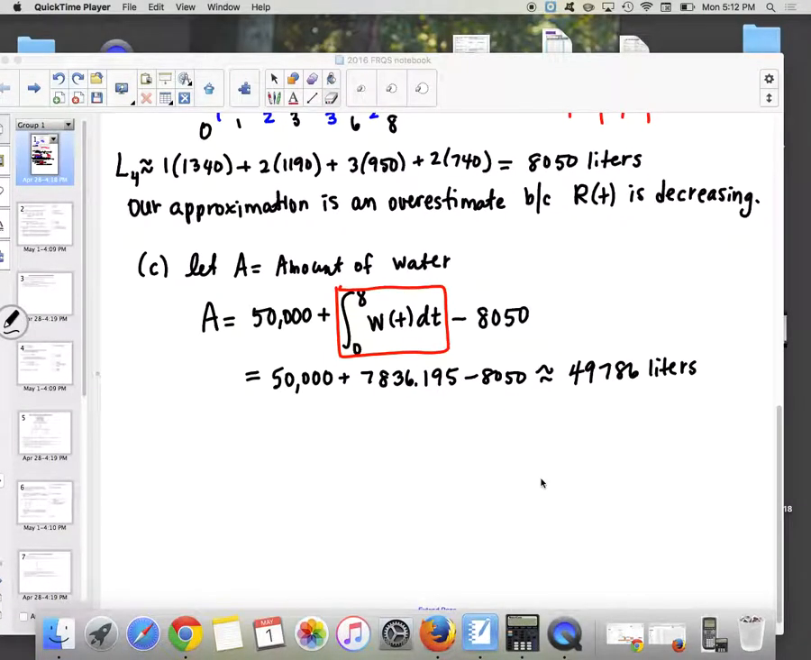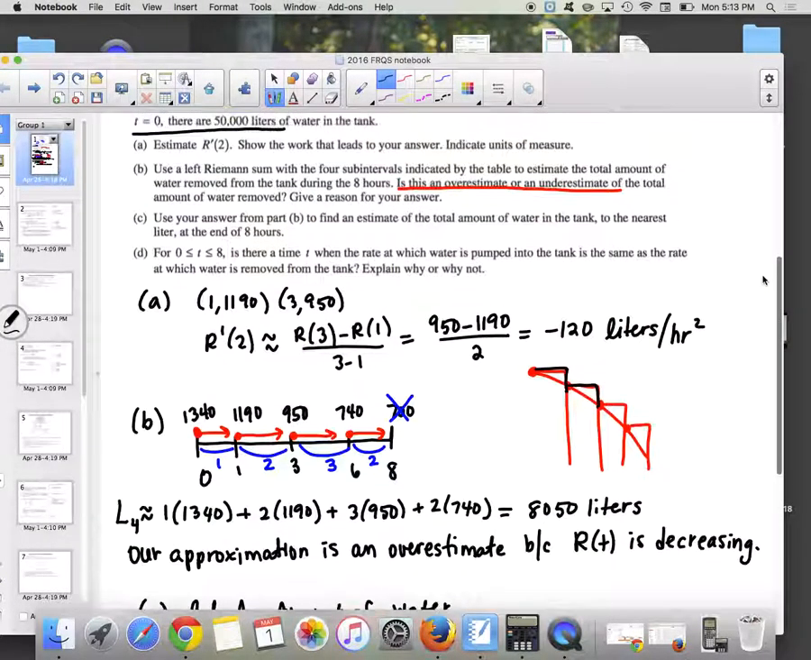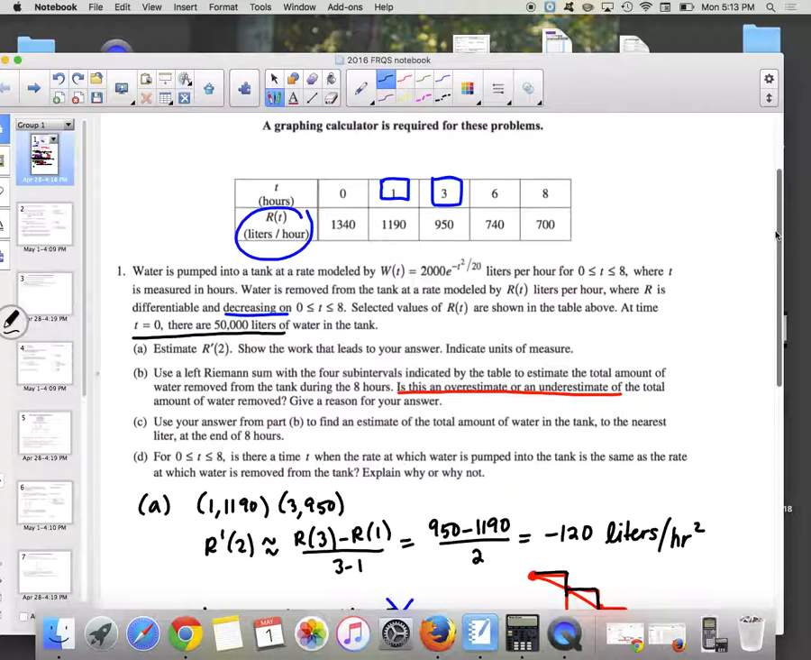Okay, and our last part, part D. You go back up to the instructions. It says, for time 0 to 8, is there a time t when the rate at which the water is being pumped into the tank is the same as the rate at which the water is removed from the tank? So the rate at which the water was coming into the tank was W of t, and we want to know if it's ever the same as R of t.